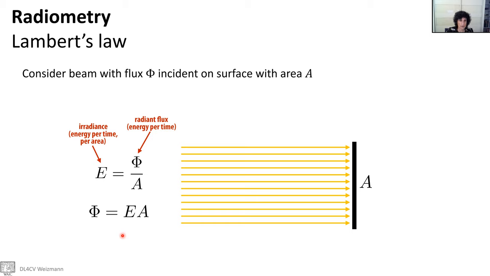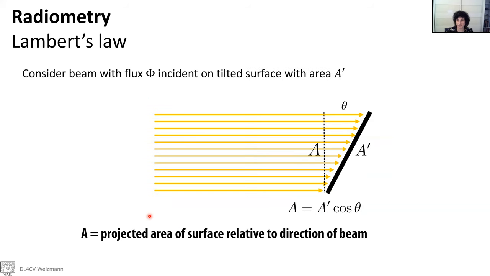So consider a flux field which is incident on a surface with area A, like this. We denote the radiant flux, energy per time, by phi, and the area by A. The ratio between them is going to be the irradiance E, which is the energy per time per area, or we can say that phi is E times A. Now I'm going to tilt the surface by an angle theta, but I'm staying with the same flux phi, I didn't change it. Now it is incident on the area A prime. However, now the same energy is spread over a larger area.